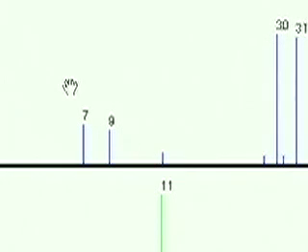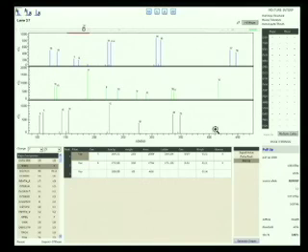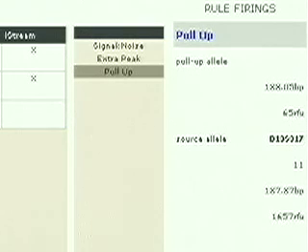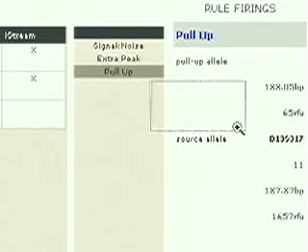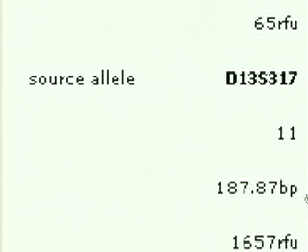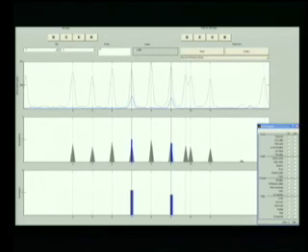If we look at the rules that have fired, we have 3 rules that have fired: signal to noise, extra peak, and pull-up. The pull-up peak rule has fired because it is at the exact same location of the D13S317 allele. Here's the same example in True Allele System 2.